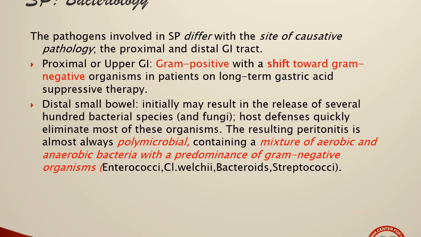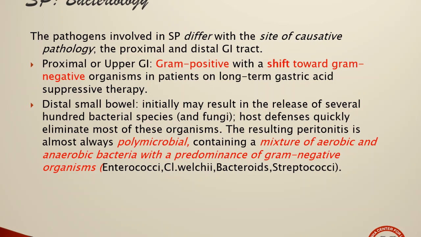Look at the bacteriology. We were talking about monomicrobial when we were talking about the primary peritonitis, and in tertiary we're talking about low pathogenic organisms. Here we're talking about the full-blown infection, which is polymicrobial and would depend upon the site of pathology. So if the proximal GI or upper GI, it is probably more commonly gram-positive, with a shift towards gram-negative organisms in those patients who have been on prolonged gastric acid suppression therapy. So if you've been having a lot of pantoprazole or other proton pump inhibitors for a long period of time, and then you have a perforation, you would tend to have more commonly a gram-negative infection rather than a gram-positive infection. But otherwise, upper GI, gram-positive polymicrobial.